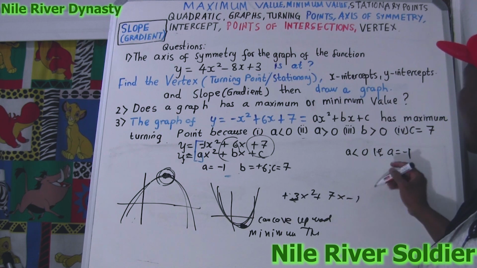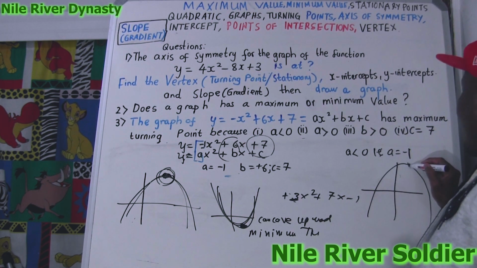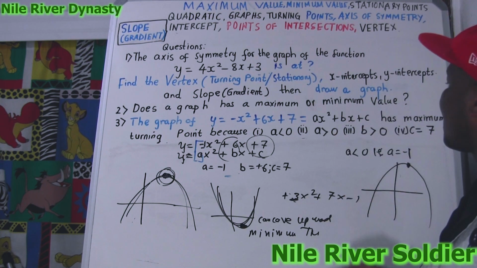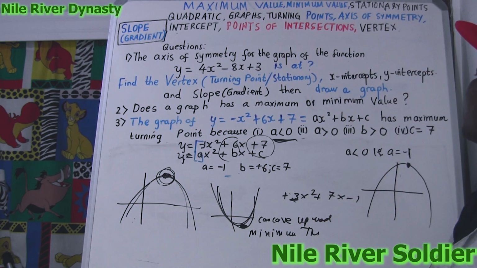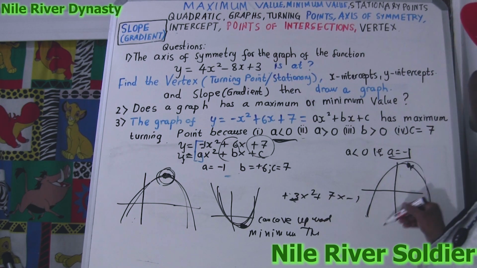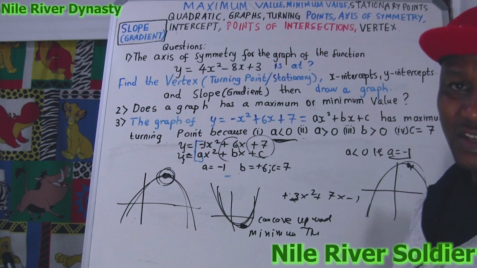Why does it have a maximum turning point? Because it's going to be concave downward. Like I said, this is a rough sketch. So it's going to be concave downward because A is less than 0. And what causes that? Because A equals -1 is something which makes this concave downward, and that gives us the maximum turning point. So option 1 is correct.